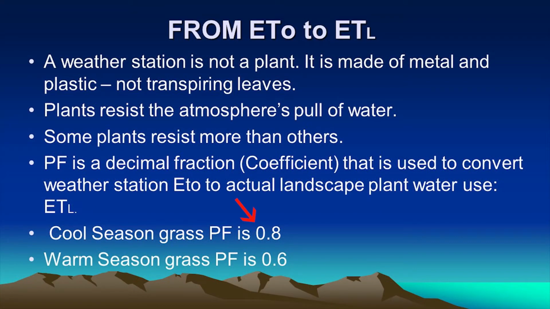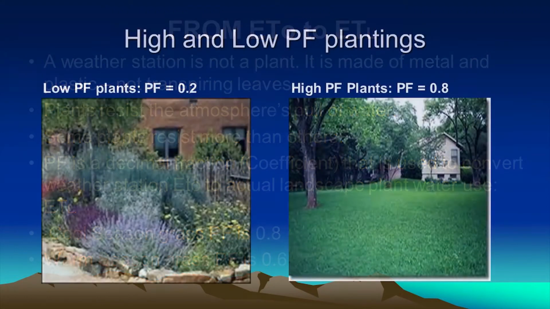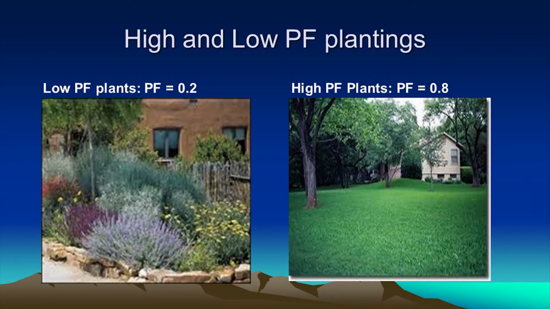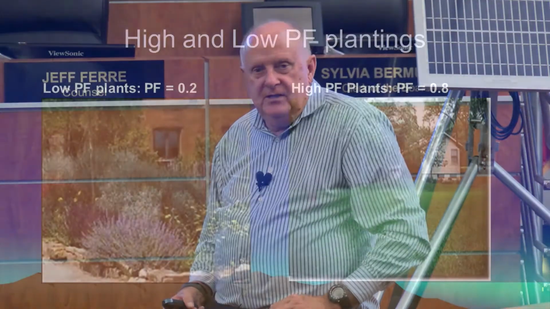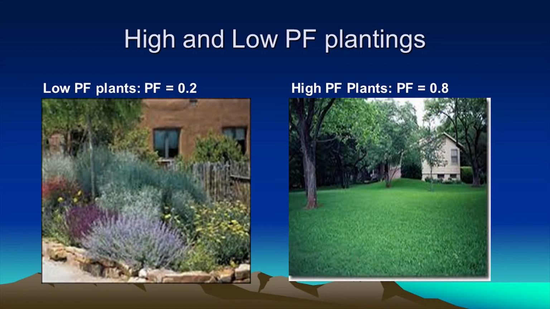Cool season grass is 0.8. And warm season grass, like Bermuda grass, resists water use more and needs less water, 20% less, really. On your left are low plant factor plants, so a typical desert landscape with desert type plants. And on the right is a high ET, or rather a high plant factor landscape. You can see they've got high water using plants on the right, kind of a conventional landscape, and low water using plants on the left.